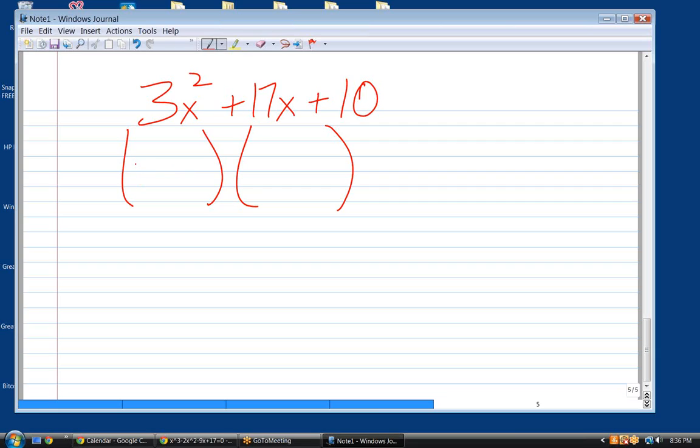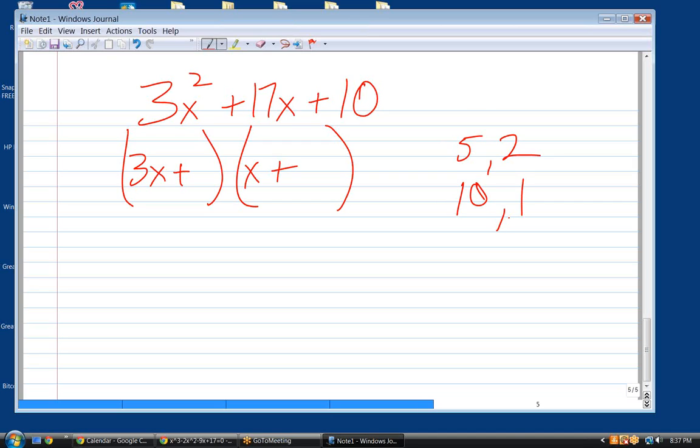So what goes here? 3x. What goes here? X. What are the signs I need to use? Plus, plus. There's two signs. And now what? What are the factors of 10? 5 and 2, and 10 and 1.